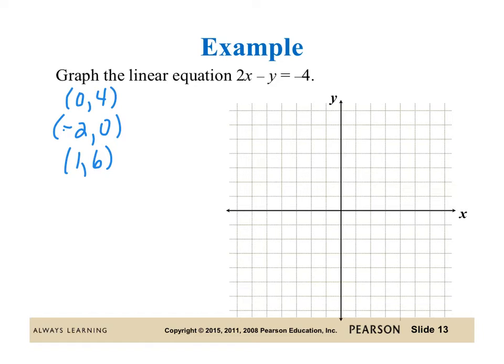And to graph this linear equation, we're going to plot those 3 points. So (0, 4) means I go to the origin, and I don't go right or left, I simply go up 1, 2, 3, 4. And for (-2, 0), I return to the origin and I go left 1, 2, and then I don't go up or down. And then for the point (1, 6), I start at the origin and go right 1, and then up 1, 2, 3, 4, 5, 6.